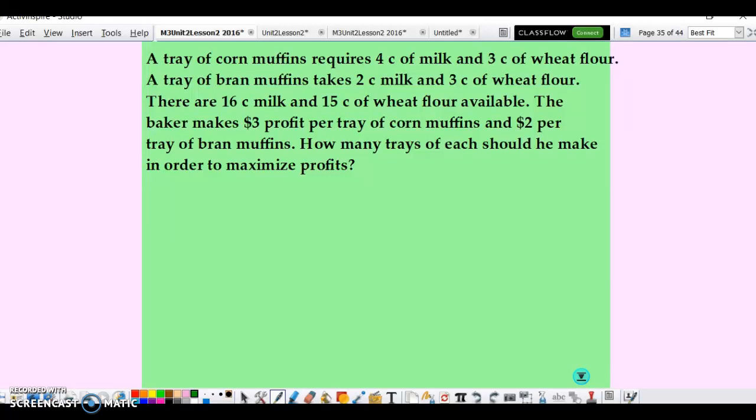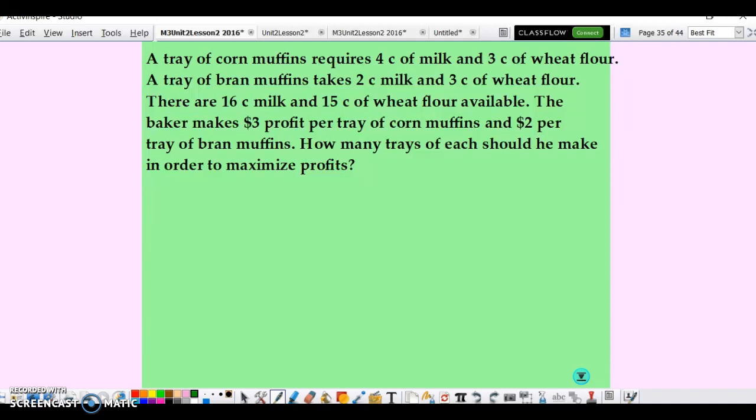A tray of corn muffins requires 4 cups of milk and 3 cups of wheat flour. A tray of bran muffins takes 2 cups of milk and 3 cups of wheat flour. There are 16 cups of milk and 15 cups of wheat flour available. The baker makes $3 profit per tray of corn muffins and $2 profit per tray of bran muffins. How many trays of each should he make in order to maximize profit?